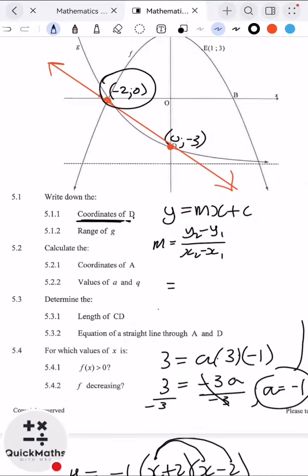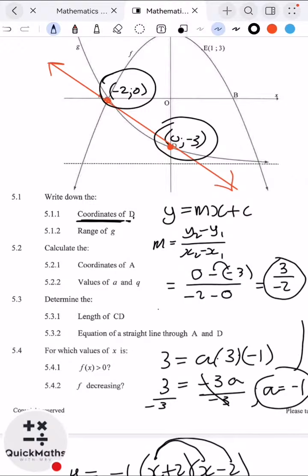I'm going to use this one first. So I'm going to say that x value is minus 2 and that y value is 0. Then there's negatives in the middle, and I'm going to put in this coordinate next. The x value is 0 and the y value is minus 3. Simplify that. Minus minus becomes positive 3. 2 minus 0 is minus 2. So I've got my m value that I'm going to put back in there.